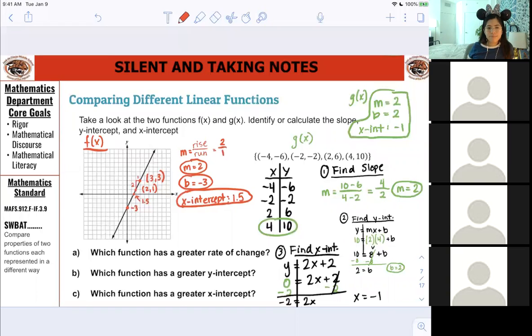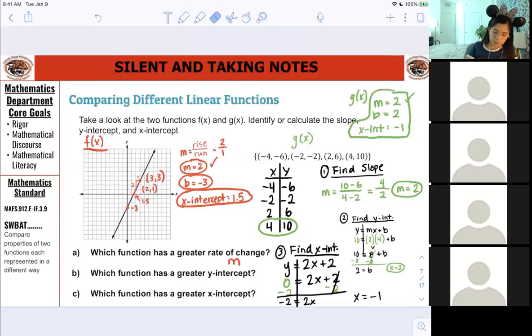So now I'm answering these 3 questions. Okay, so problem A, which function has a greater rate of change? What is the rate of change for g of x? 2. What is the rate of change for f of x? They're the same. Here, this is telling us to look at the value of m. For f of x, m equals 2. For g of x, m is also 2, so they're equal.